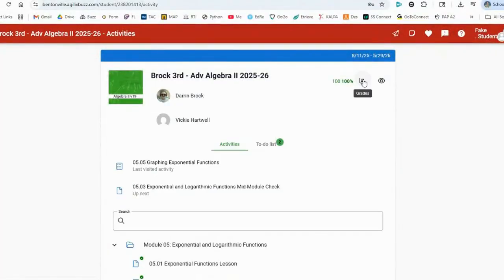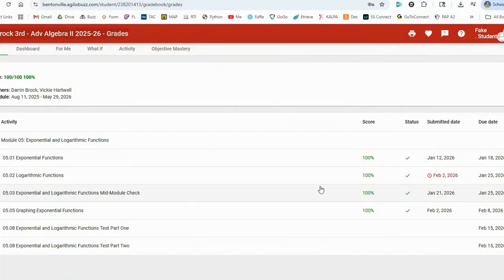Let's go look at our curriculum. Let's see what's going on in Buzz today. I always start with the grade screen because that tells us what we've got turned in, what we haven't. You should have 4 things turned in. Exponential, logarithmic, and logarithmic mid-module check. That was our quiz. Graphing exponential.